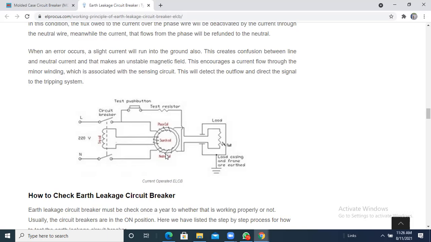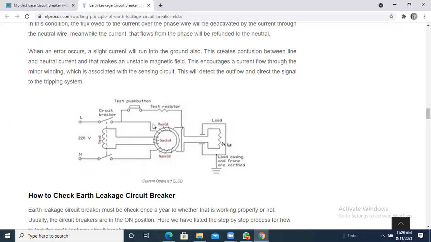5 minus 5? 0. Okay, phase current is the line 5 ampere is flowing like this. And the return path for the current is, see the direction I am showing. Line current is flowing like this. Then through the load, then through neutral, then again into the line. If this current and this current are equal, then no current will flow in this search coil.